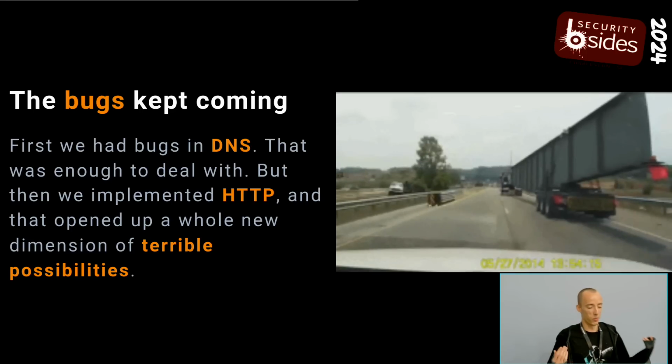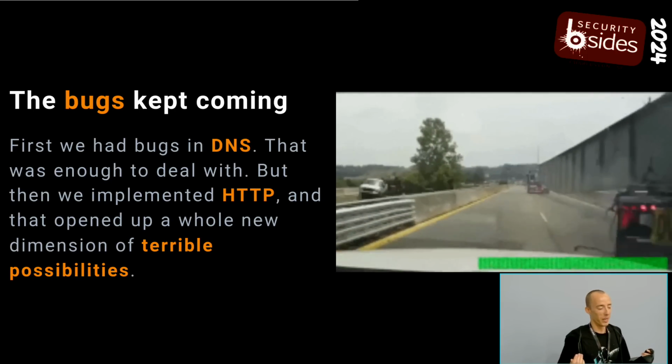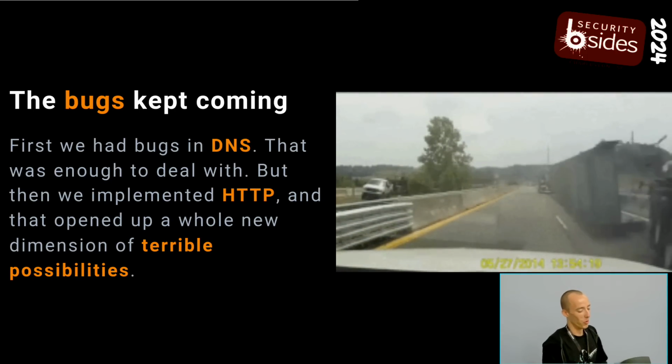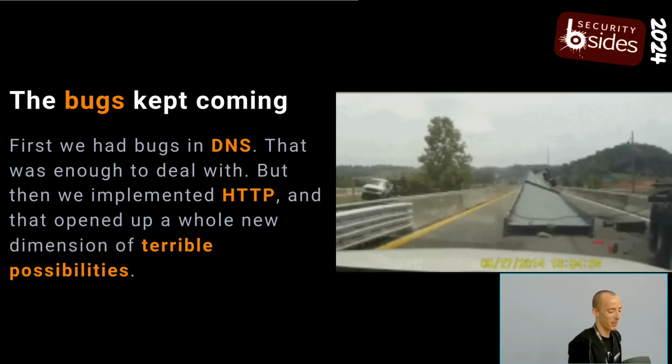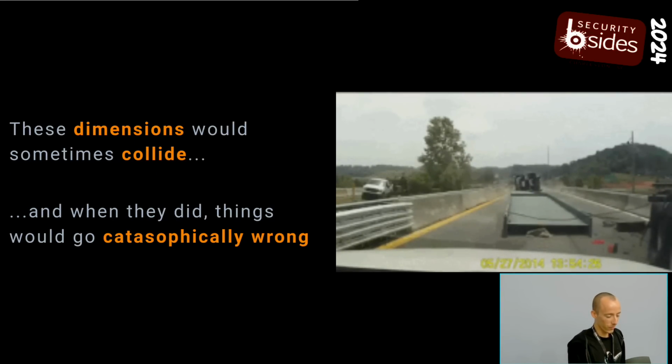DNS was the first one, and then once we added web, it opened this whole new dimension of terrible possibilities, and the bugs just kept coming. Basically, there were times that we'd have a scan running, and we'd enable the web modules. We had a DNS brute force, we also had a directory brute force for dir busting, and we also had nuclei.